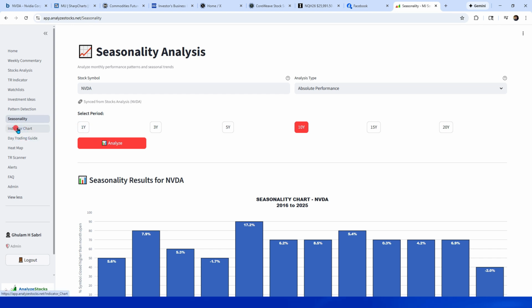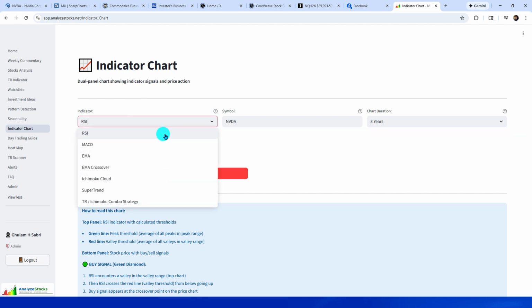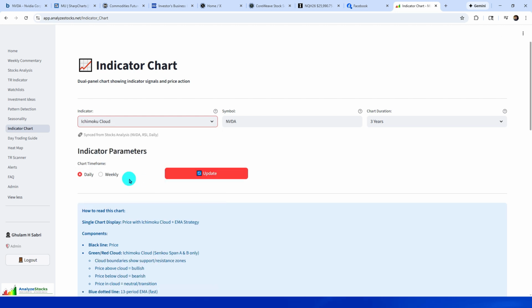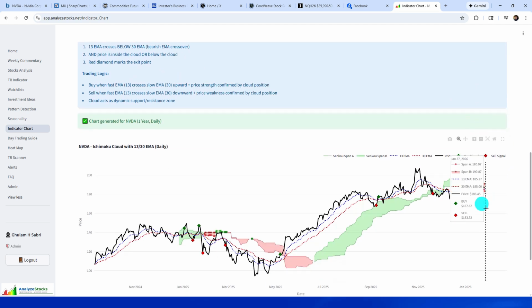Another useful feature is the indicator chart, where besides our own proprietary TR indicator, there are a number of other indicators which are also provided with their buy and sell signal system. For example, for Nvidia, you can have an EMA crossover system or the Ichimoku cloud system. Let's see the Ichimoku cloud system, update Nvidia for the last maybe 1 year and see if Nvidia gives any pattern, any buy or sell signals. And here it is.